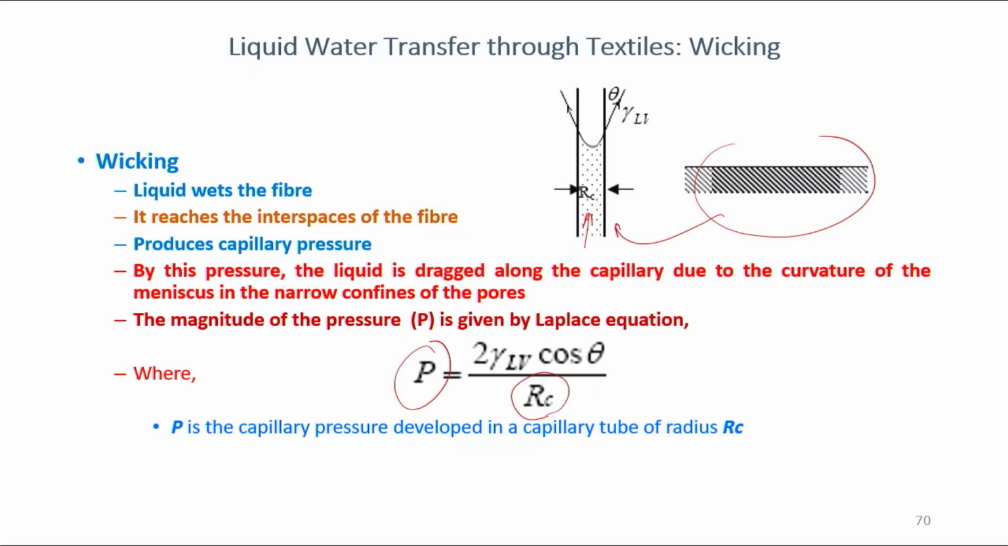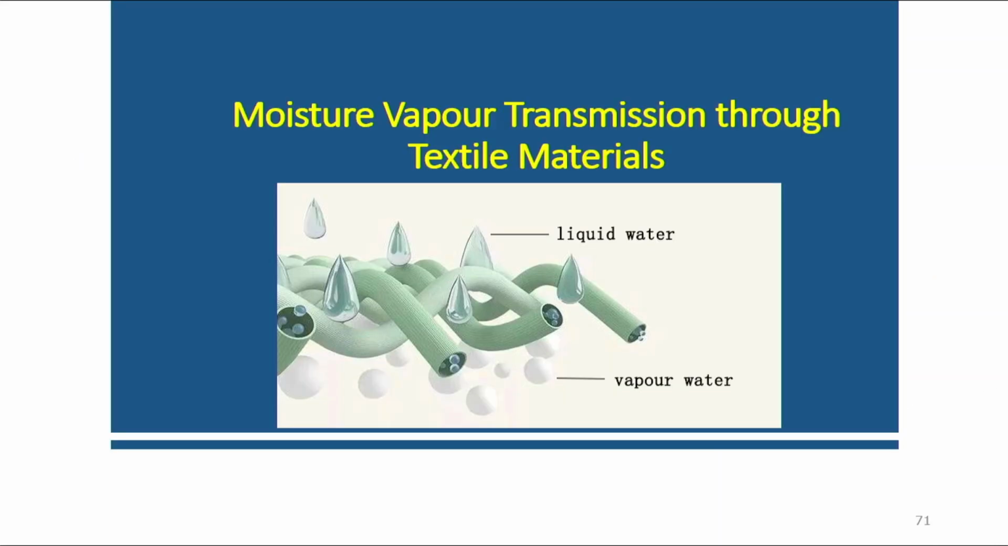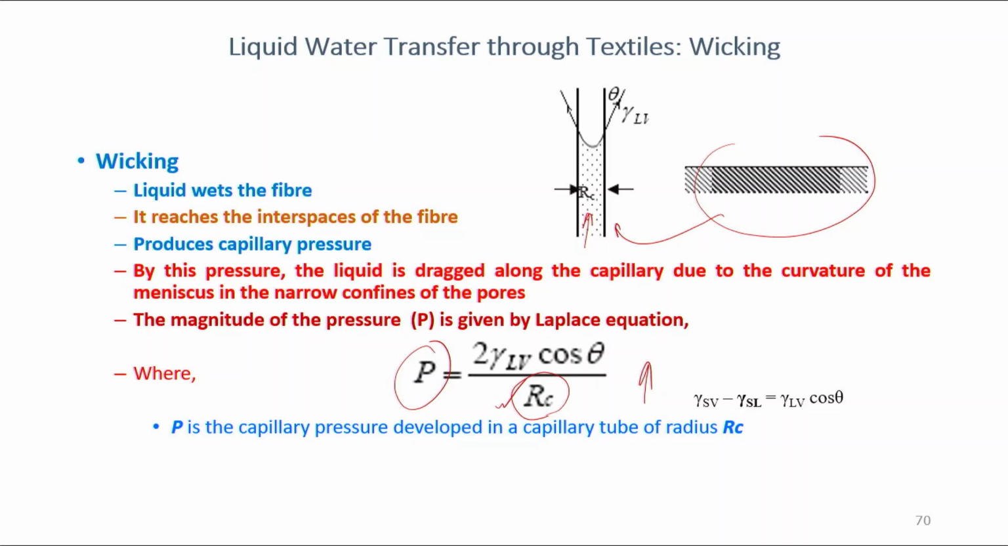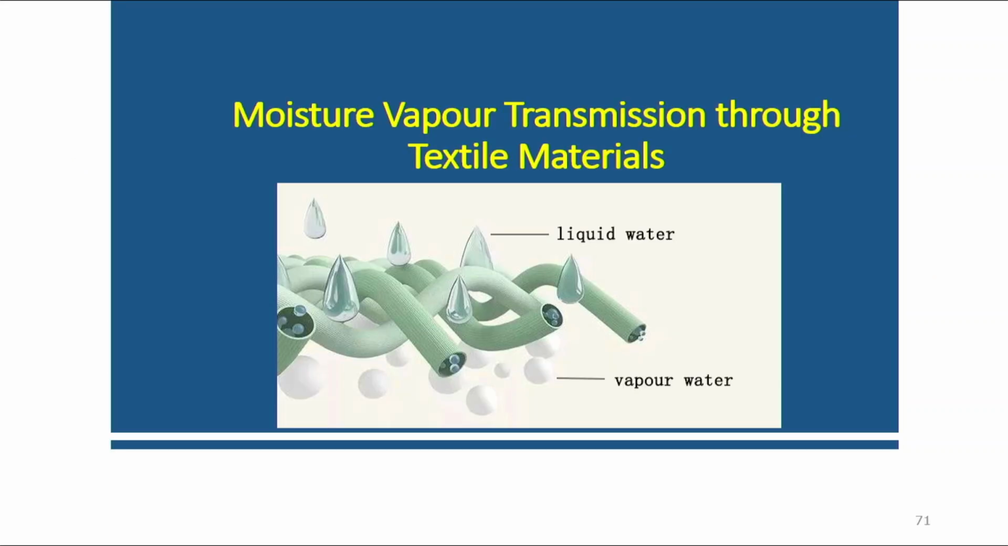Here it shows the capillary diameter. If it is a smaller diameter, the pressure will be high. So, by controlling the capillary diameter, we can control the wicking rate. And then comes moisture in vapor form.